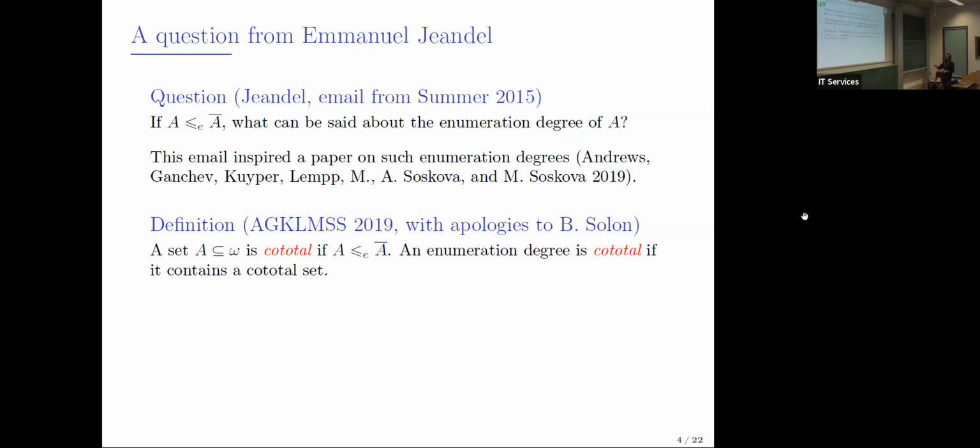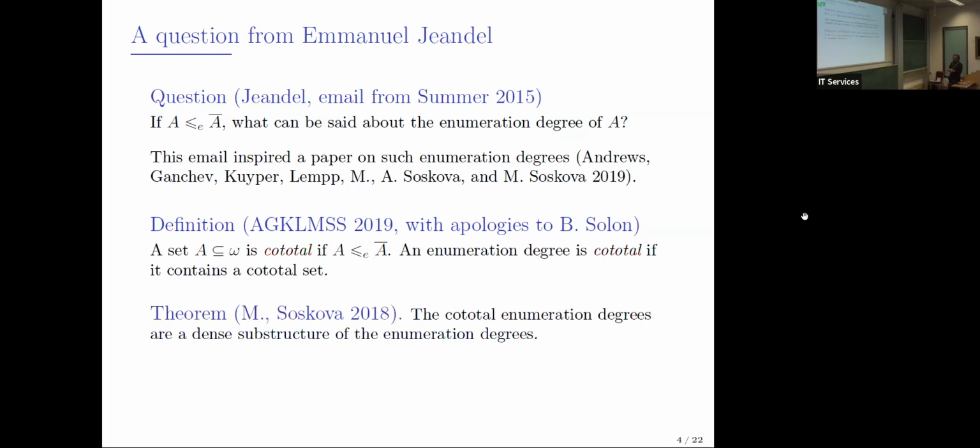Now, I should say that the word cototal had been used already by Solon, and he used it slightly differently. He actually used it in two different ways himself. And all three of those uses are in fact distinct, but they're all very related. And so we kind of hijacked the word for what we thought was the most natural version of this kind of family of properties.